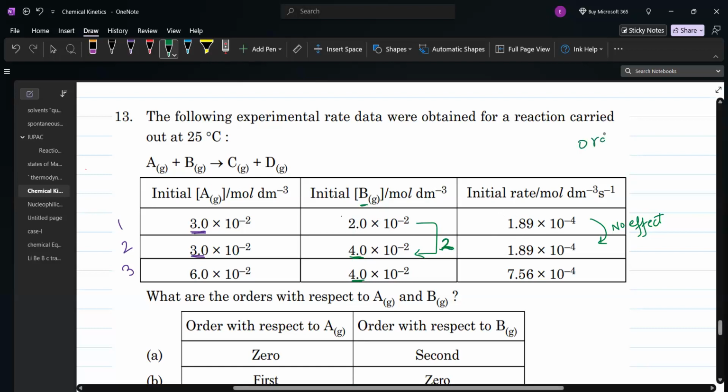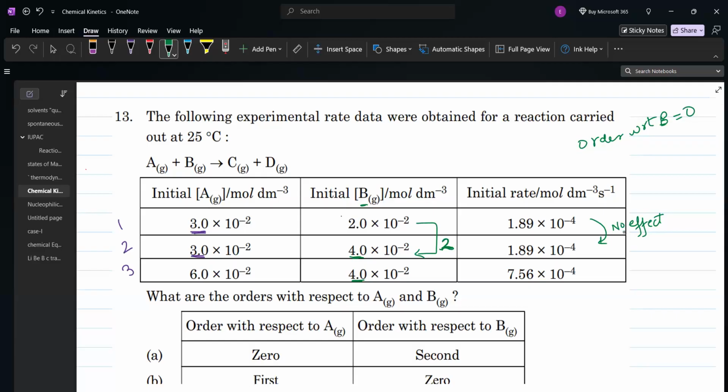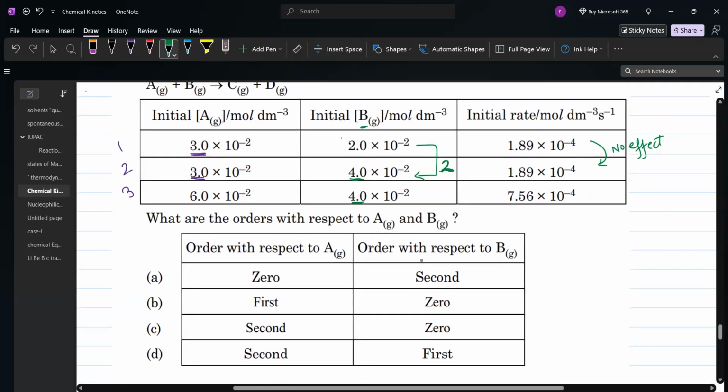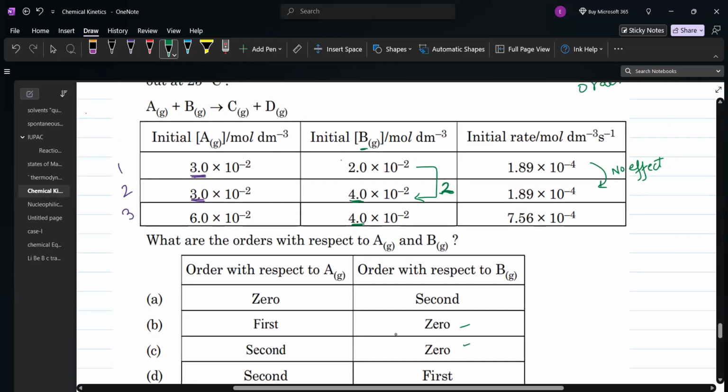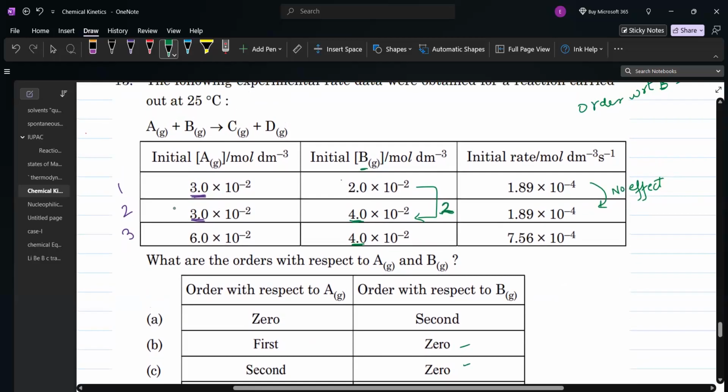So we can say that order with respect to B is 0, right? Because it is not depending on it. Are you getting this? Yes, sir. Now, without solving, we can say that these two options are correct. So we will check for this option.